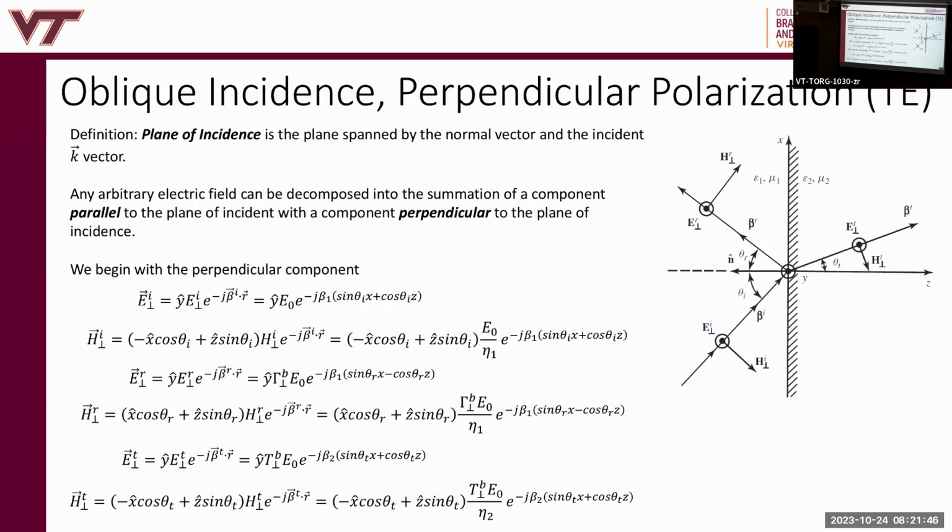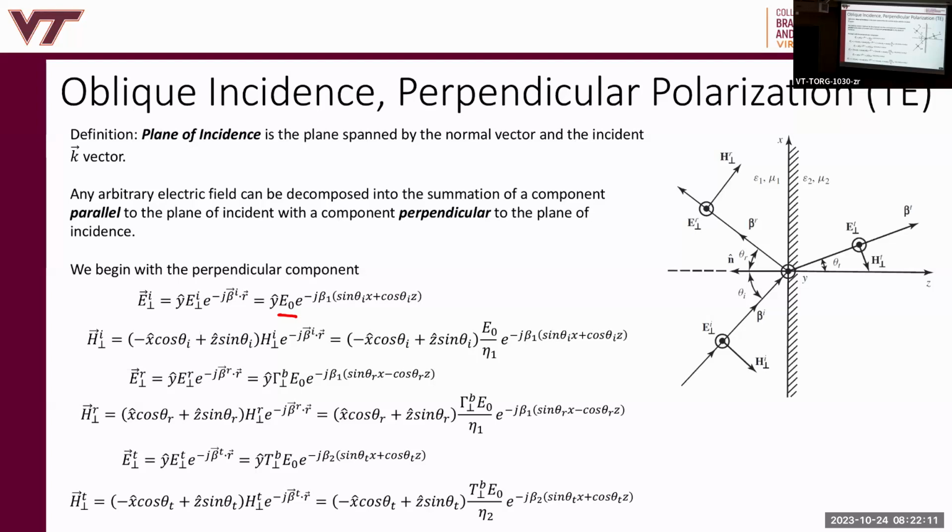We just call it E naught here, because later we'll have E parallel, right? So E perpendicular, the amplitude of the perpendicular polarized electric field incident, is nothing but E naught. But next we're going to consider E parallel, and that's going to have two components, right? An X and a Z component. So that will break up differently.